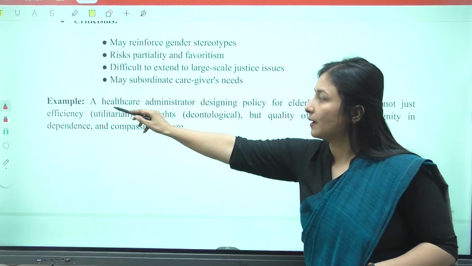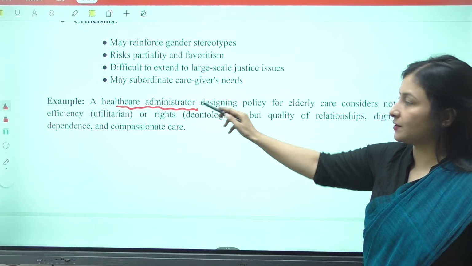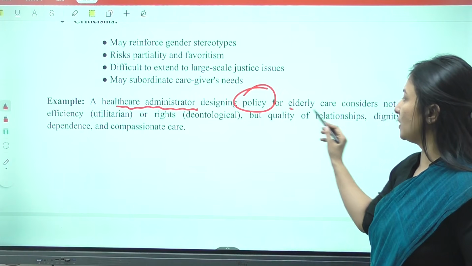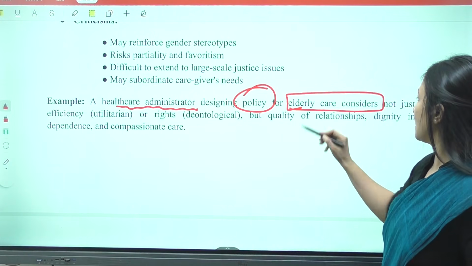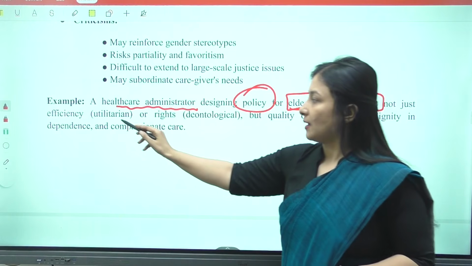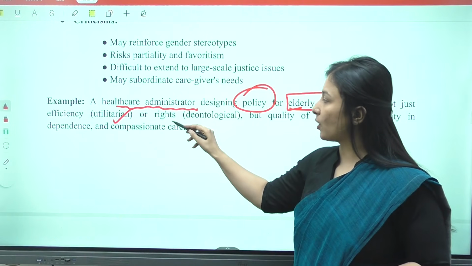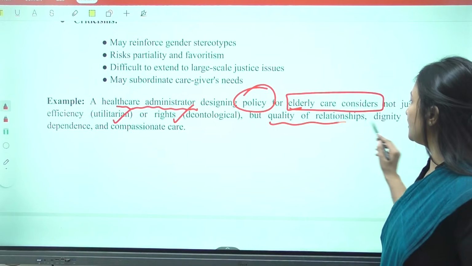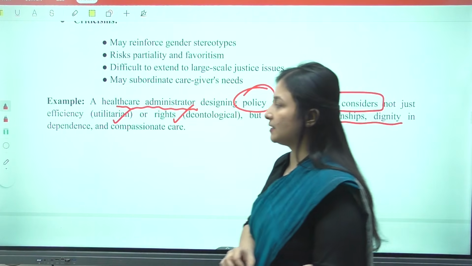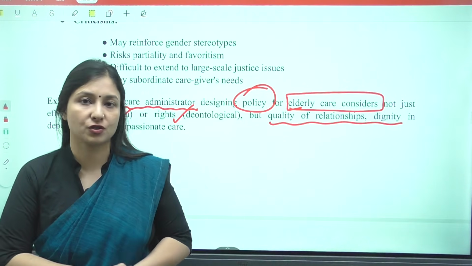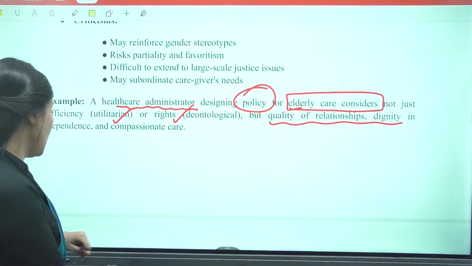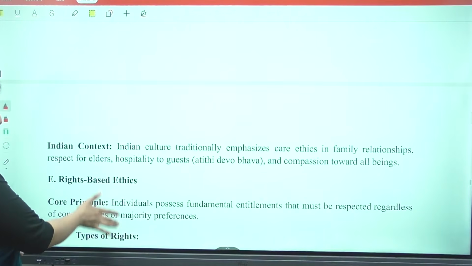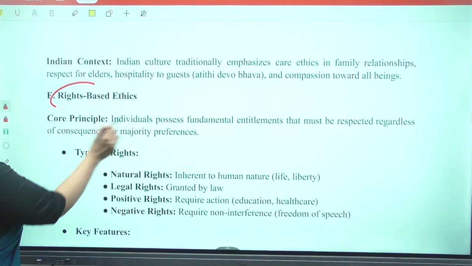A healthcare administrator designing policy for elderly care considers not just efficiency or rights, but the quality of relationships and dignity, which is dependent on compassion. Is it clear? Now, apart from this, another dimension which we will see is rights-based ethics.